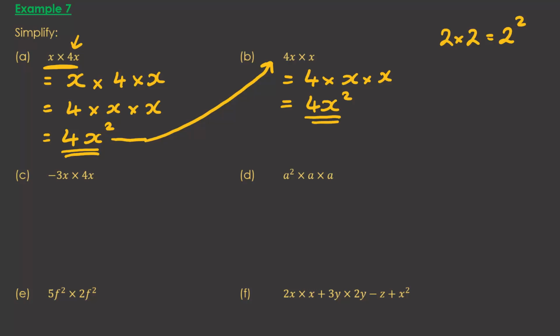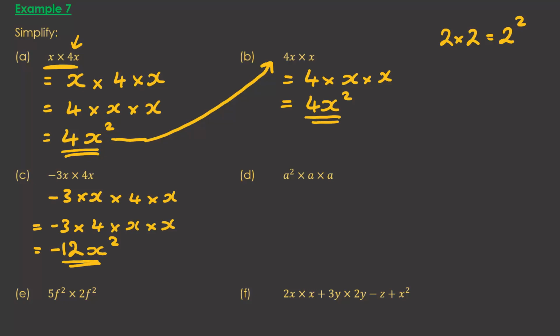Negative 3x times 4x. So we've got negative 3 times x times 4 times x. Bring the numbers to the front. Negative 3 times 4 times x times x. Negative 3 times 4 is negative 12. And then the x times x is x squared.